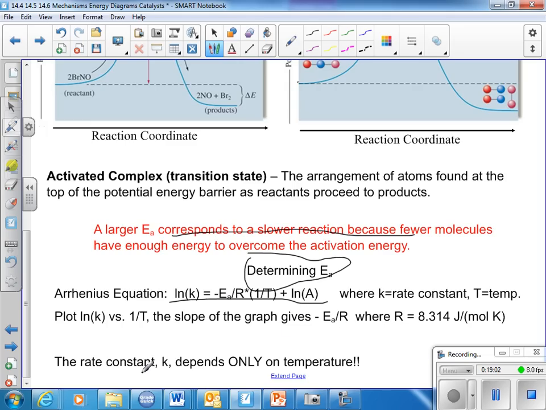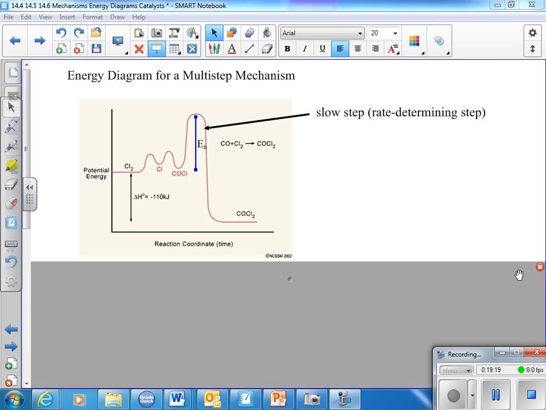The important thing is, k depends only on temperature. I'm not crossing that out, I'm trying to underline it. So your rate constant depends only on temperature. Very important thing to know. That's a star, that's an asterisk. Okay, we're almost at the end here.